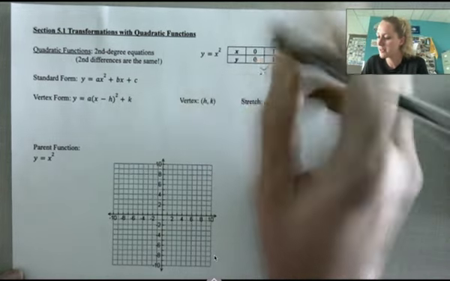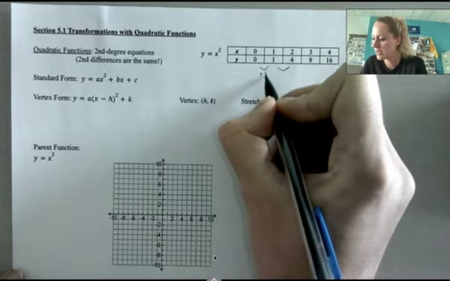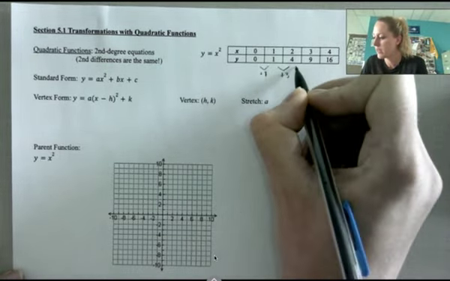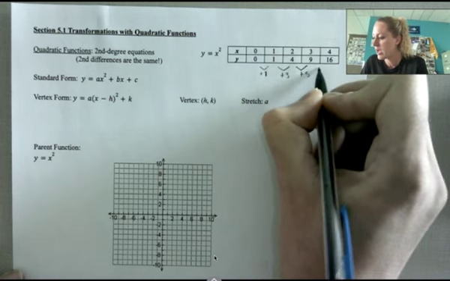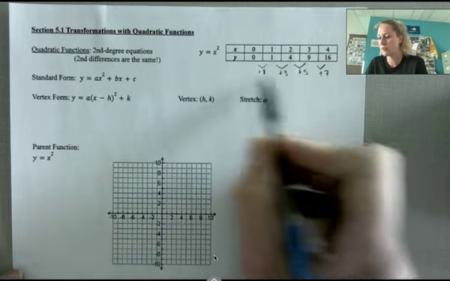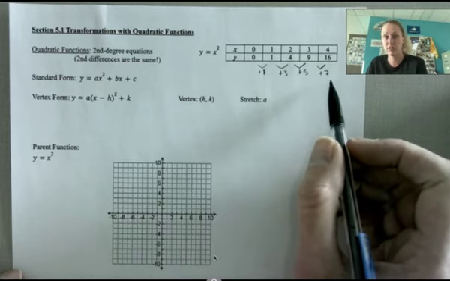From 0 to 1, I'm going up by 1. The next one, from 1 to 4, I'm going up by 3. And then up by 5, and then up by 7. So in a line, linear, these would all be the same. Our first differences are constant.